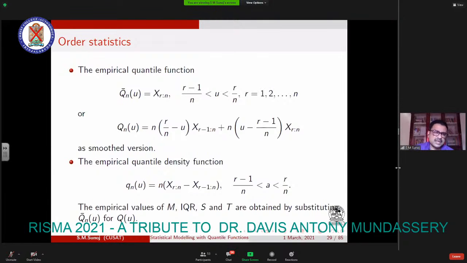It's something like a kernel type function, but an empirical method, because the empirical quantile density function is qn(u). Small q(u) is a quantile density function, and the empirical quantile function is n times the difference, which is nothing but the spacing. So based on the spacings, the difference between two adjacent order statistics gives us the quantile density function.